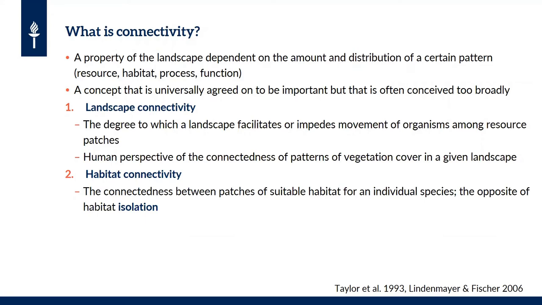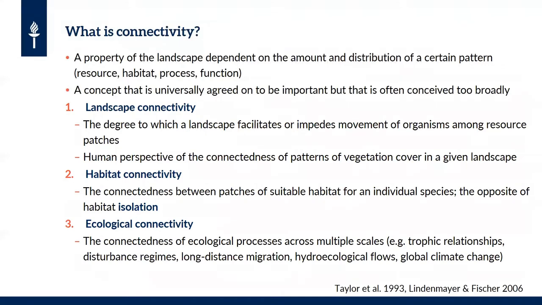Habitat connectivity is the most meaningful connectivity type in a population perspective. Being opposite to habitat isolation, habitat connectivity describes the connectedness of suitable habitat patches for an individual species. This is an organism-centered definition of connectivity. Then we have ecological connectivity, which is defined through systemic linkages. It is the spatial connectedness of ecological processes across multiple scales, including trophic relationships, disturbance regimes, long-distance migration, hydroecological flows, climate impacts, and so forth.